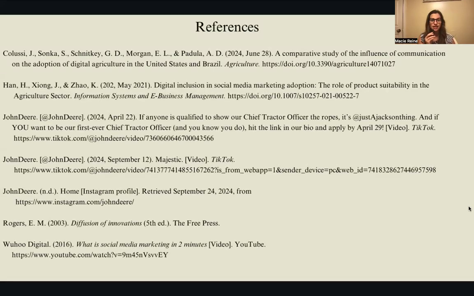And here are my references in case anybody wants to go look at John Deere's Instagram, TikTok, the video I posted, the journal articles, and Rogers' Diffusion of Innovations book.